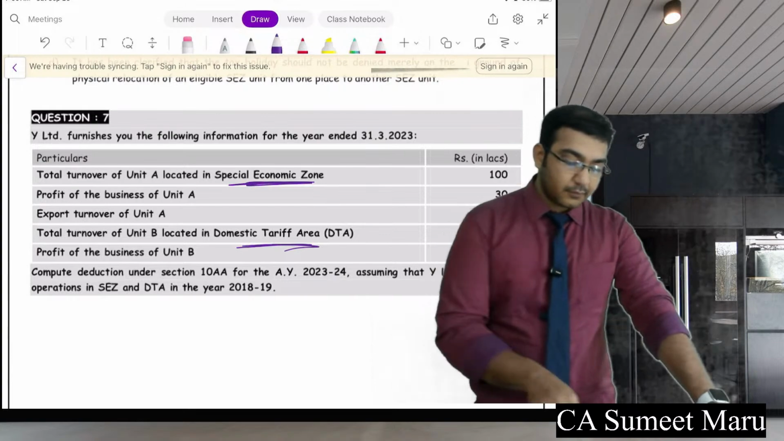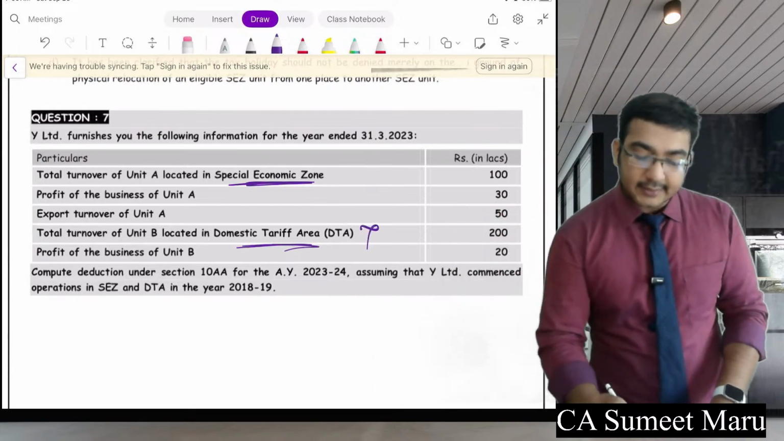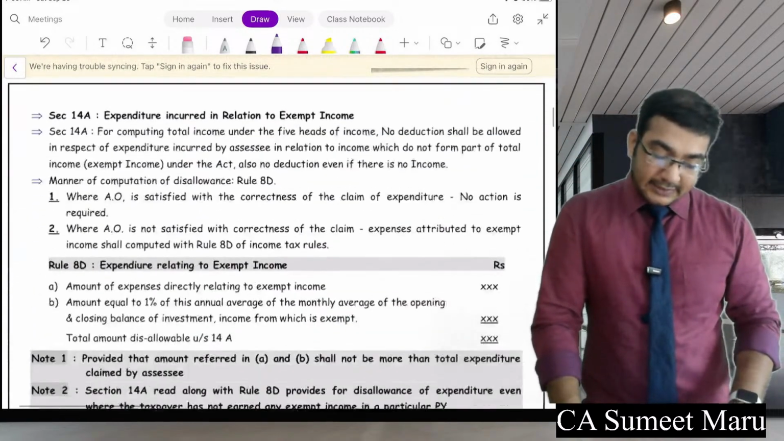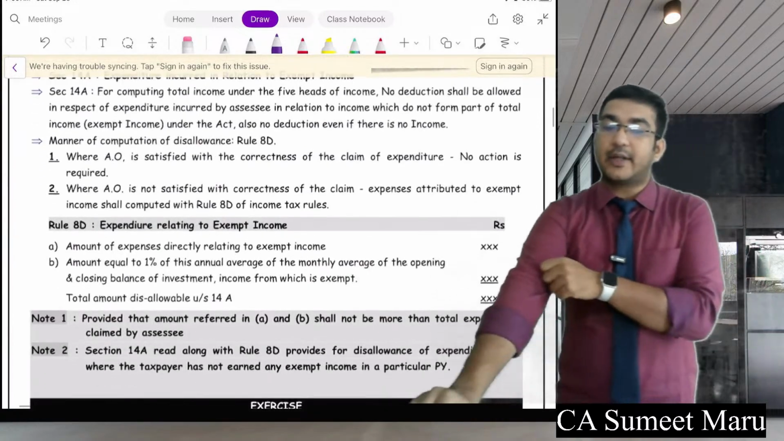Okay, it is not for DTA and so on, it is only for special economic zone. So the examiner may confuse you with a different thing, but you don't get confused.